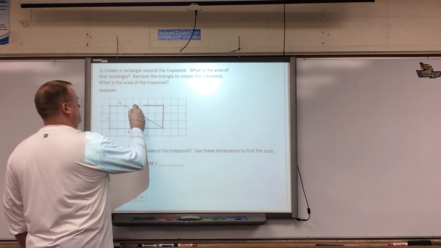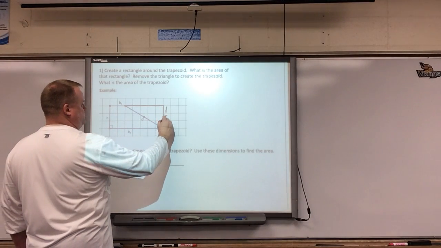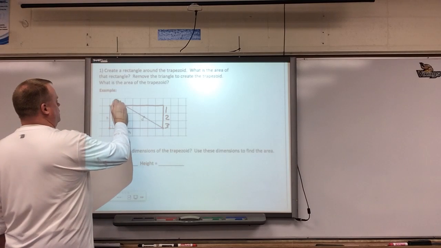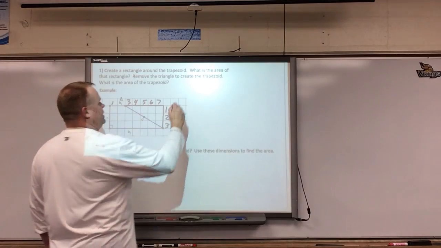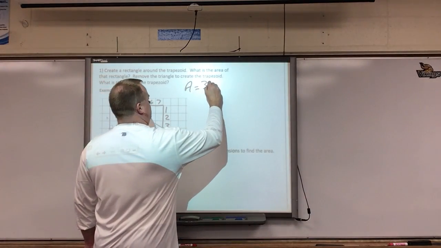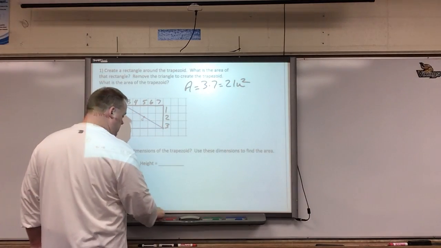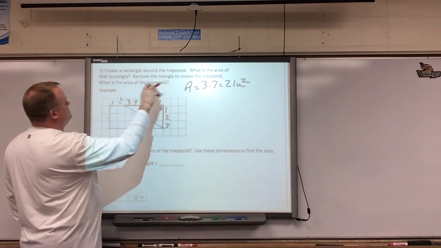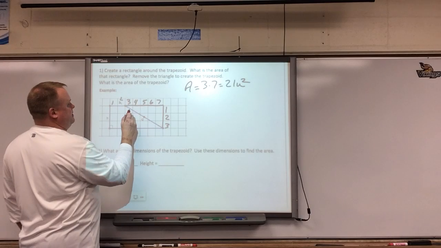Up. Done. Good. We made a rectangle. Let's count it out. 1, 2, 3. 1, 2, 3, 4, 5, 6, 7. So I know the area of the rectangle is 3 by 7 or 21 units squared. Now, it said, what is the area of that rectangle? Well, we've done that. Remove the triangle to create the trapezoid.